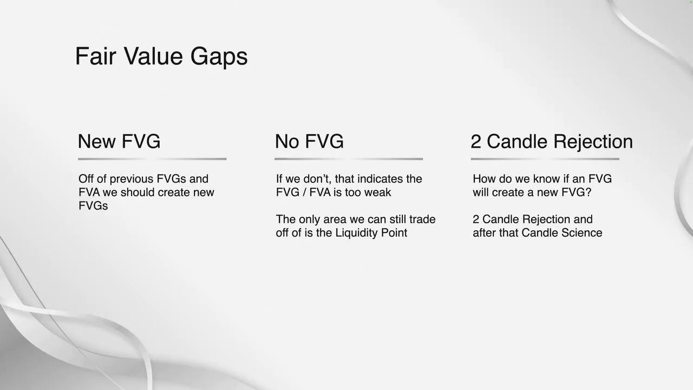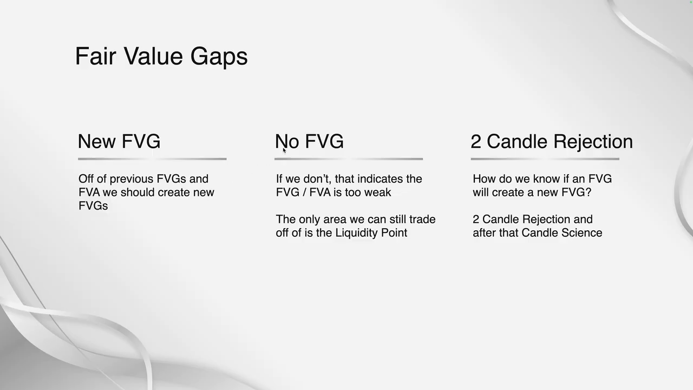Fair value gaps. So when we create fair value gaps towards our target, we should always create new fair value gaps off of previous fair value gaps and fair value areas as well, of course. So if we're expecting higher prices and we have a bullish order block being created, or bullish fair value gaps, etc., then off of those bullish order blocks, bullish fair value gaps, we should create new fair value gaps going higher. What that looks like, I'm going to show you in just a minute.